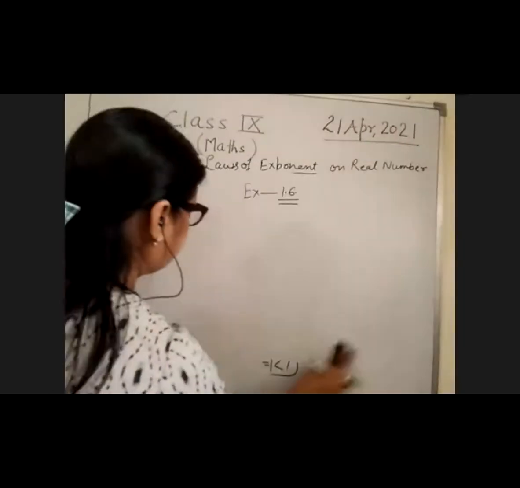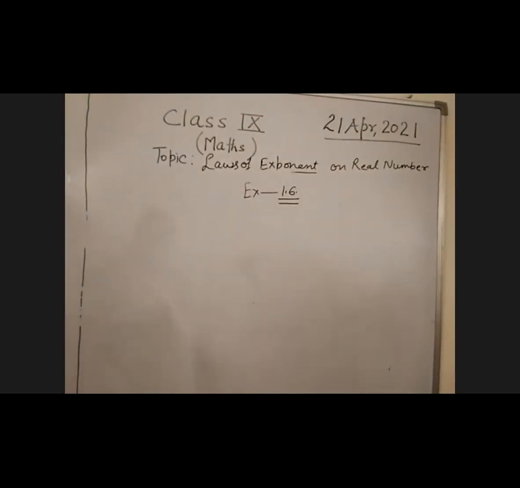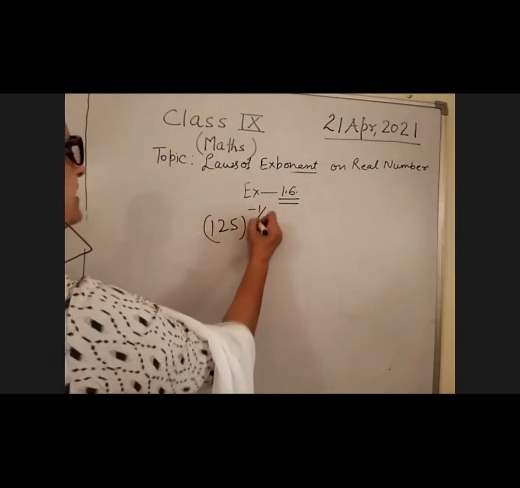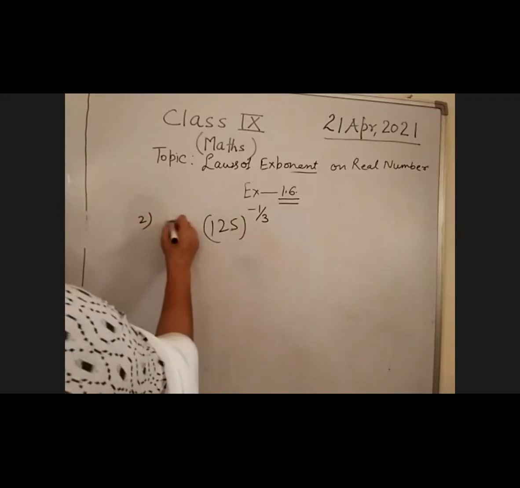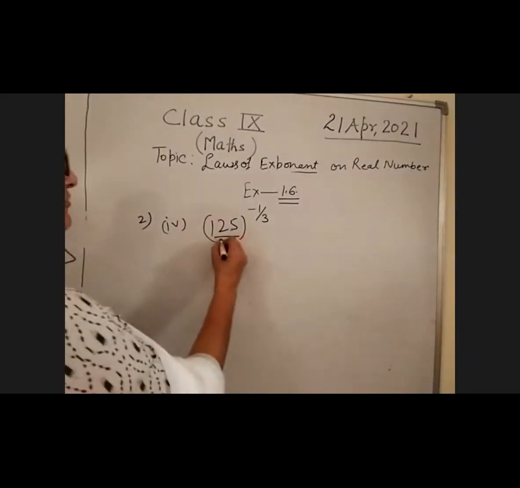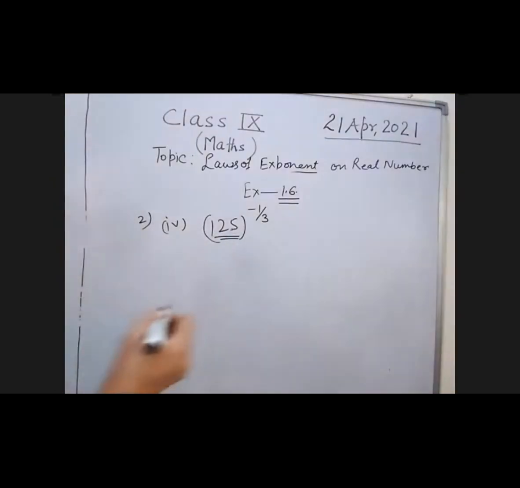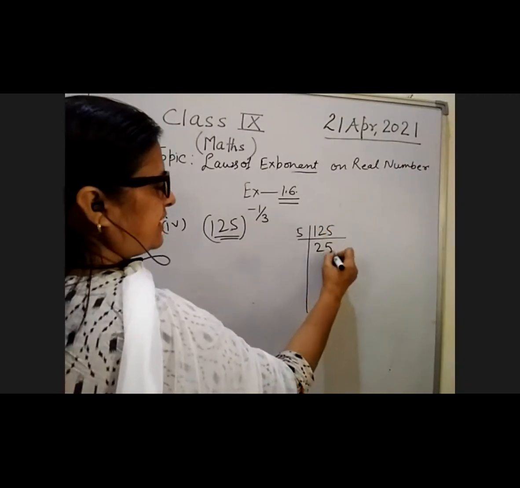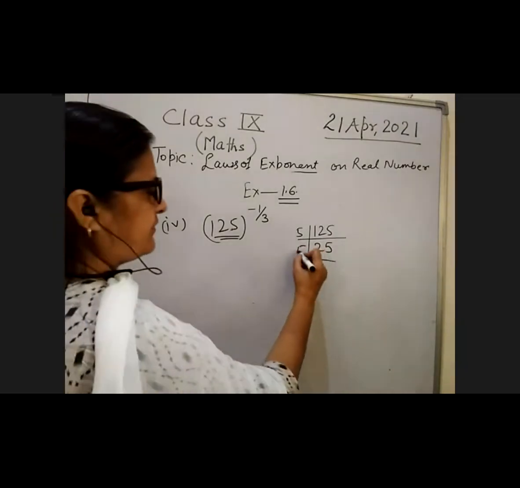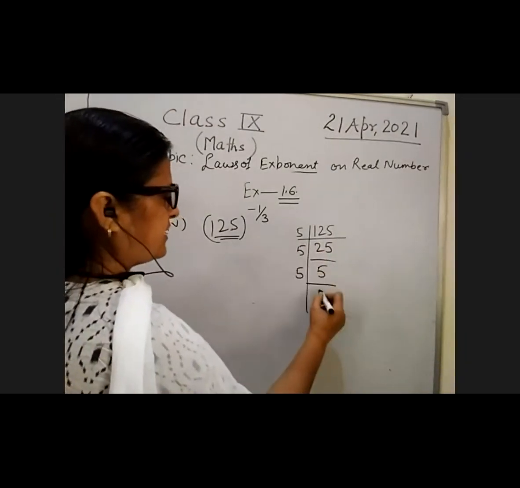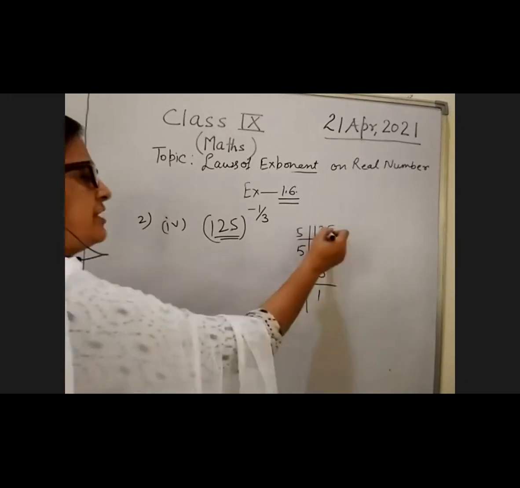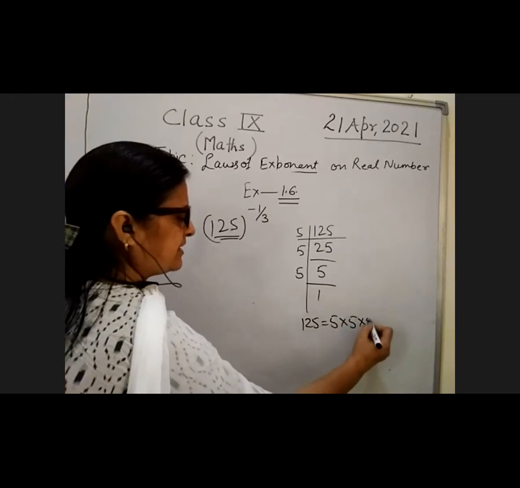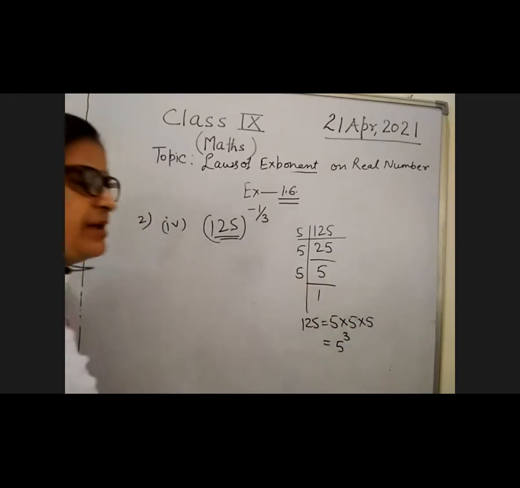When the power is given in the minus form: 125 raised to the power minus 1 upon 3. This is the fourth part of the second question. 125, we will do the prime factorization of 125. 5 2s are 10, 5 5s are 25. Again 5 5s are 25 and 5 1s are 5. Now 125 is 5 multiplied by 5 multiplied by 5. It is equal to 5 raised to the power 3.